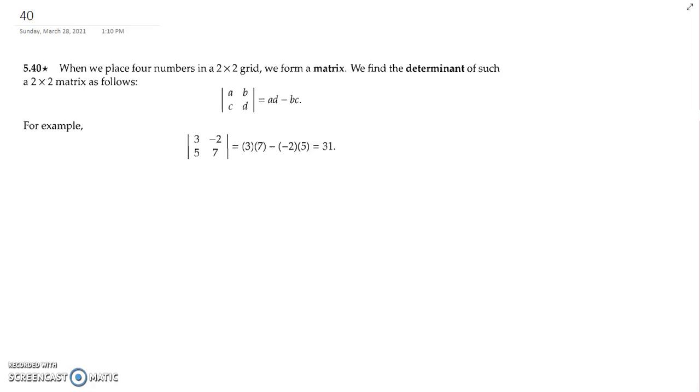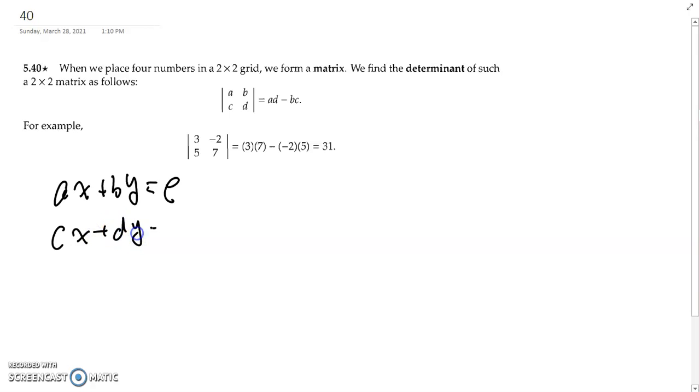For the two-variable system of linear equations, this is basically about the matrix and the determinant. In general, if we have linear equations like ax plus by equals e and cx plus dy equals f, we can write them as a matrix: a, b, c, d.